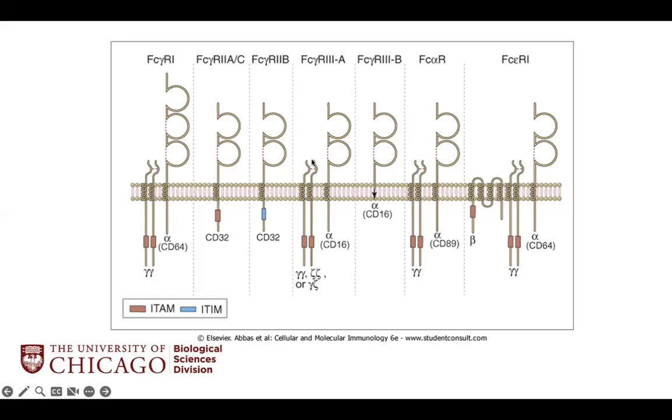Let's skip to the Fc epsilon R2B. It's just one receptor. It has this inhibitory ITIM on the intracellular part. Fc gamma R2 is another example. It has alpha and two gammas. The ITIMs are on the gamma chains.